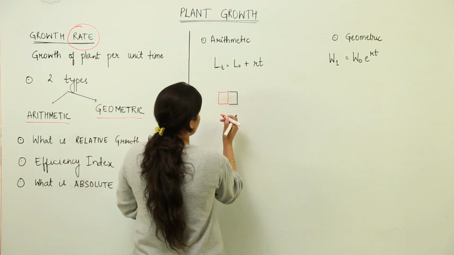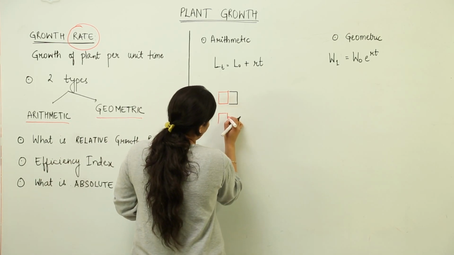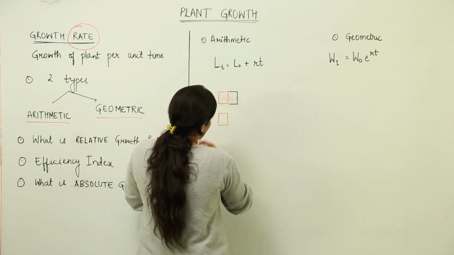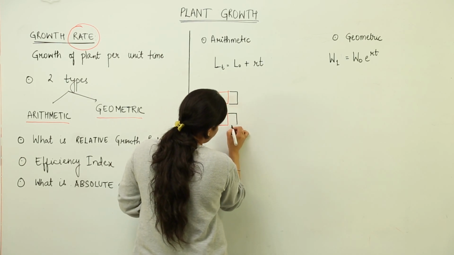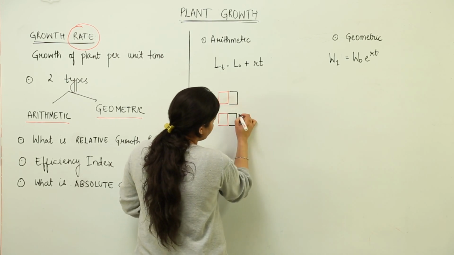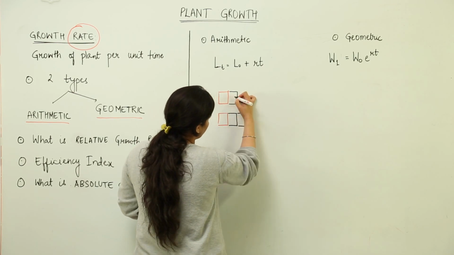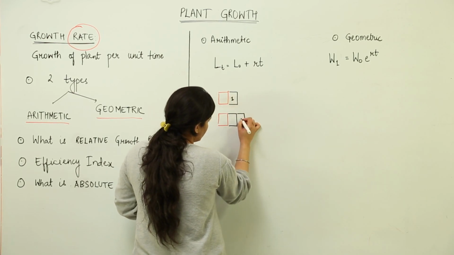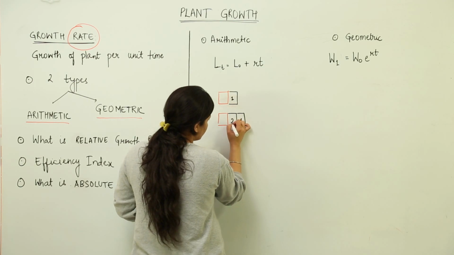Now this meristematic cell, in the second round of division, is going to give rise to another cell. And this previous one is already present over here. Let this be 1. This 1 is already present, this becomes 2.